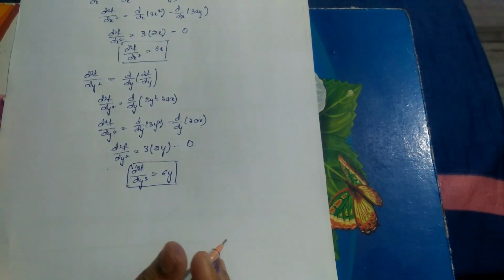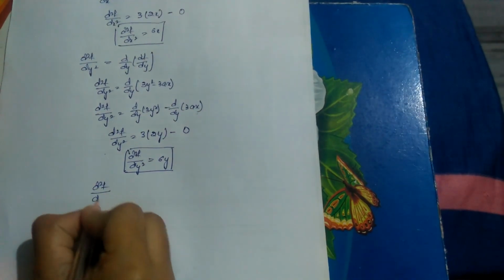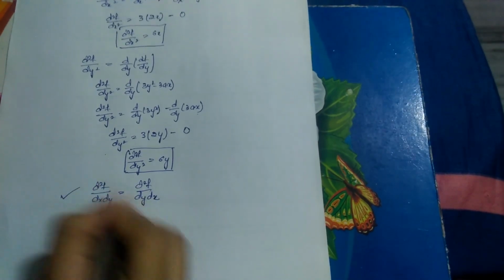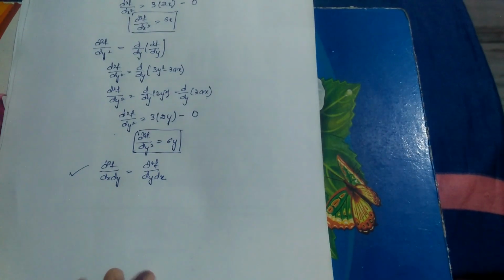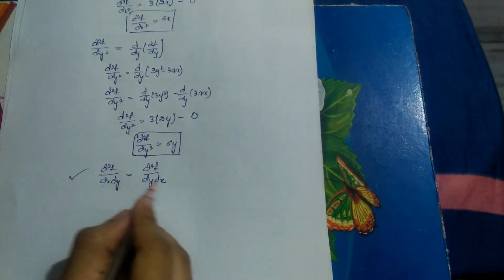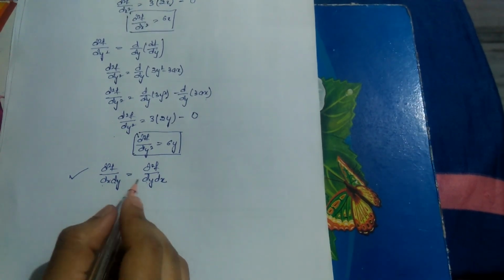Now it comes to the verification part. Here we have to verify that ∂²f/∂x∂y should be equal to ∂²f/∂y∂x. So we need to prove this. For that, find the ∂²f/∂x∂y, then after find the ∂²f/∂y∂x, then equate them, and you will get the final verification.